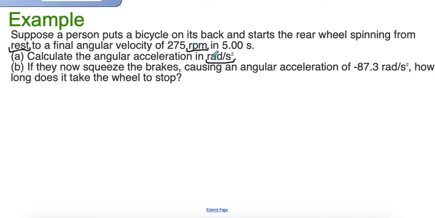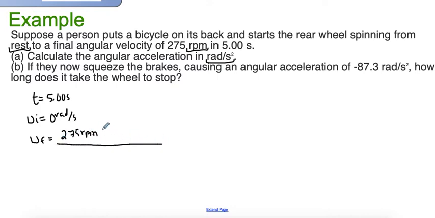So let's start by writing what we know. So we have a time of 5.00 seconds. We're going to start at rest. So our initial angular velocity would be 0 radians per second. And our final angular velocity is 275 RPMs, which we're going to have to convert. So we're going to do it right here. And we'll just write this as rotations on top and minutes on the bottom, for the purpose of using these tracks here.